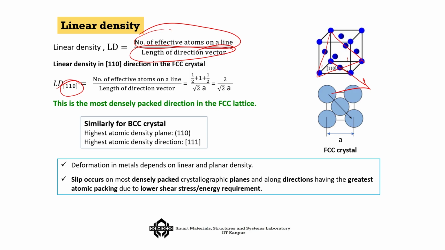For the BCC crystal, this will change. Highest atomic density plane is 110, highest atomic density direction is 111. Now, deformation in metal always depends on the linear and the planar density. Why? Because slip occurs on the most densely packed crystallographic planes, okay, and along directions having the greatest atomic packing due to low shear stress or energy requirement.